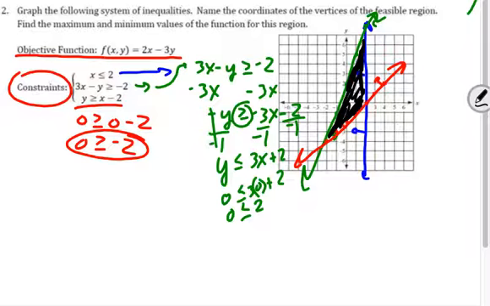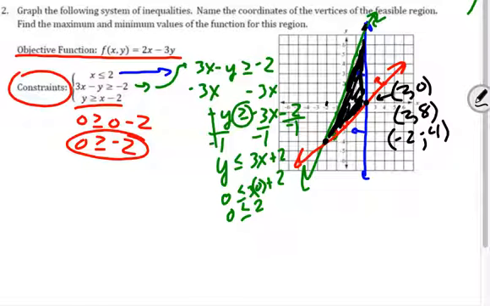But the main thing is, what are the vertices? Looks like our first vertex here is 2, 0. This one up here, looks like we're over 2 and up 8. That's 2, 8. This one down here, looks like it is over negative 2, down 1, 2, 3, negative 4. So negative 2, negative 4.